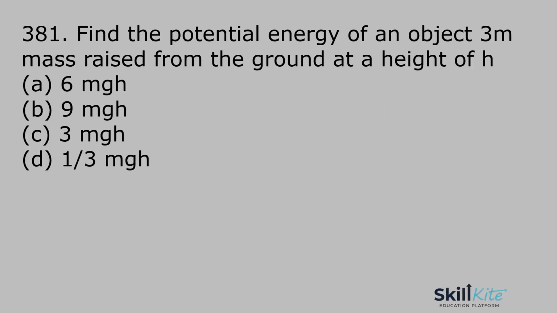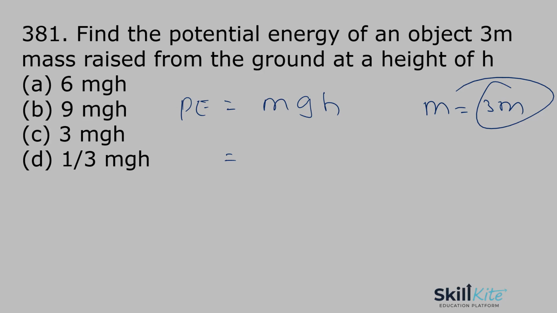Find the potential energy of an object of mass 3m raised from the ground to a height of h. We know the potential energy formula is mgh. The mass given is 3m, so we substitute that: 3mgh. So option C.